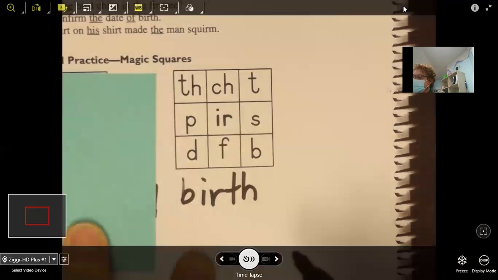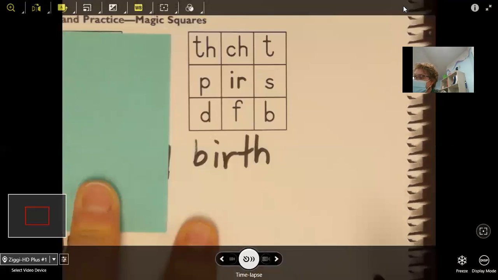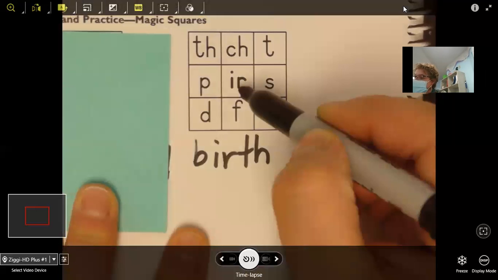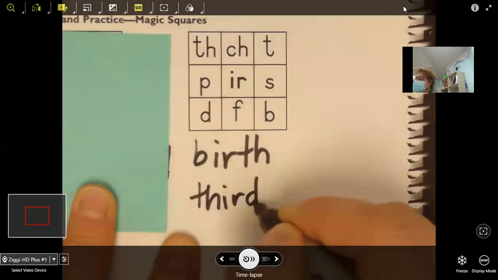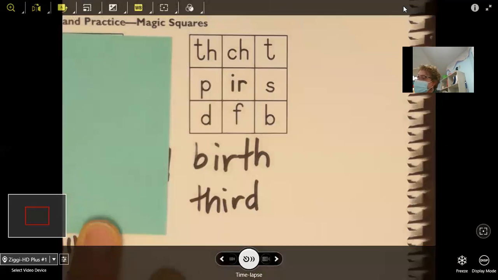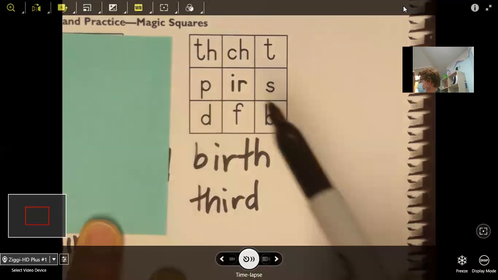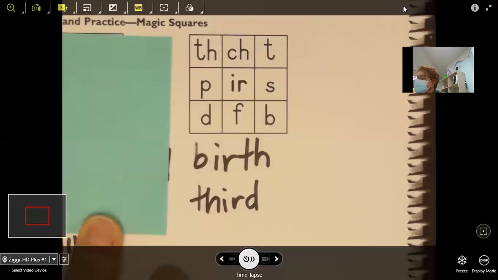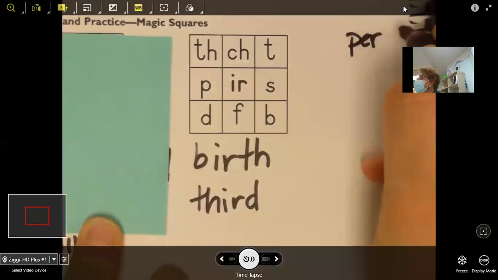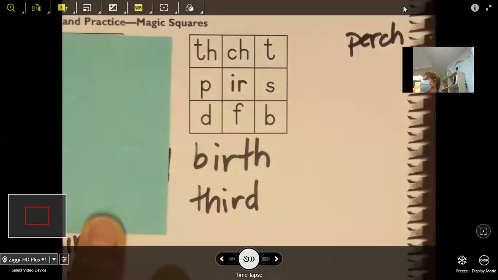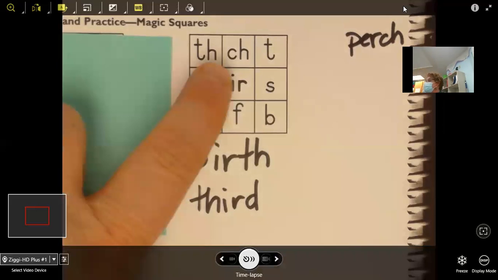Sawyer. Third. T-H-I-R-D. We have that again. You did it again. Max. Perch. That is a good guess. So there is a word perch, like the bird perches on the branch, but it actually is an ER. So that one would be P-E-R-C-H. It's also a type of fish too, but there isn't an I-R. But you're right, it would work. P-I-R-C-H if that was an I.